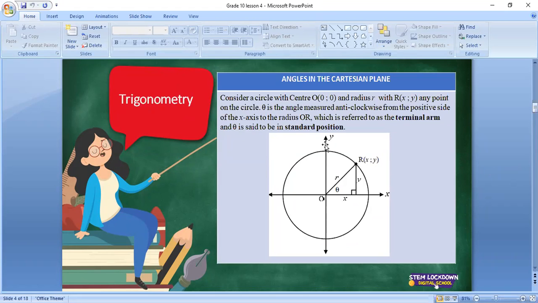And then the second quadrant is from 90 degrees to 180 degrees. So any angle between 90 and 180 degrees will be in the second quadrant. For example, if you get an angle of 120 or 145 degrees, it will be in the second quadrant. 76 will be in the first quadrant. 179 will be in the second quadrant.